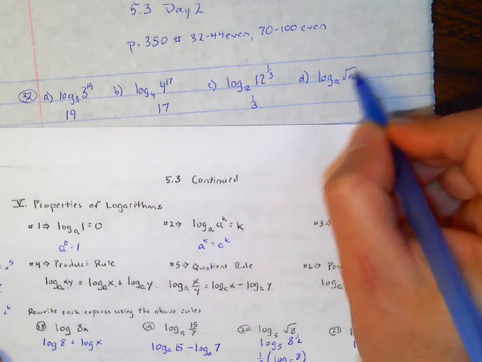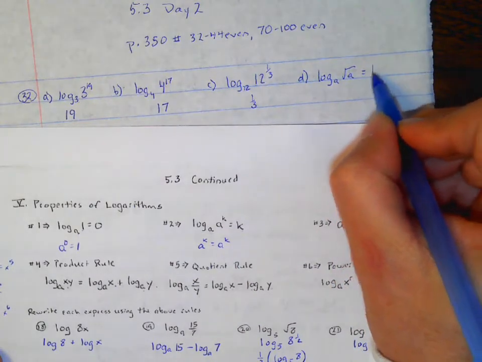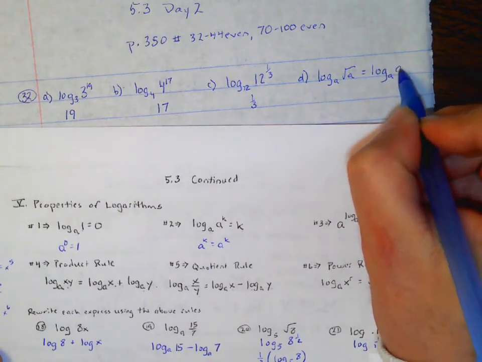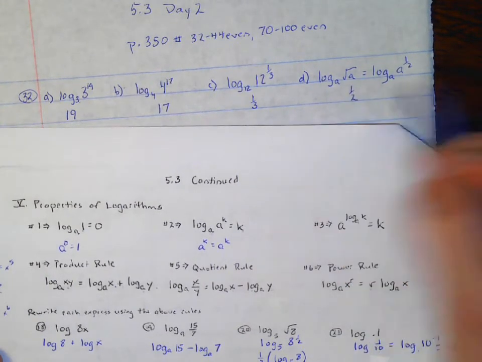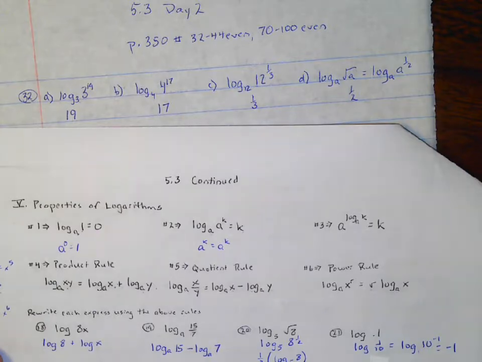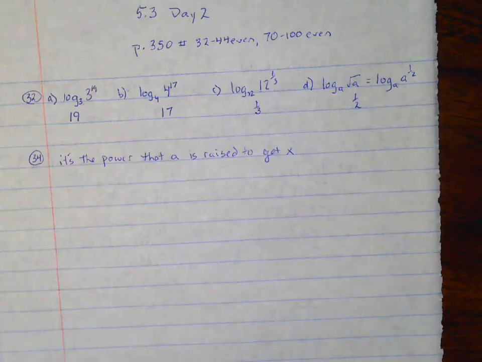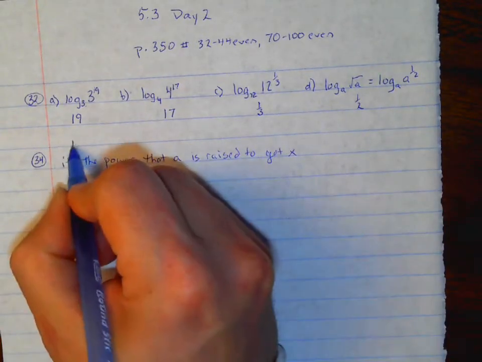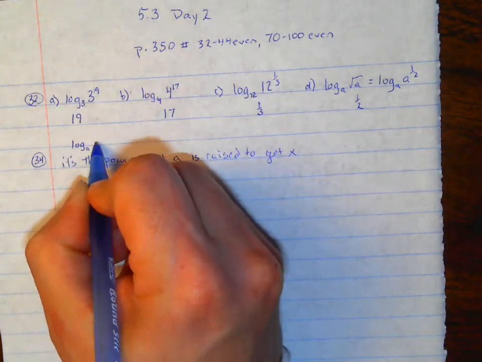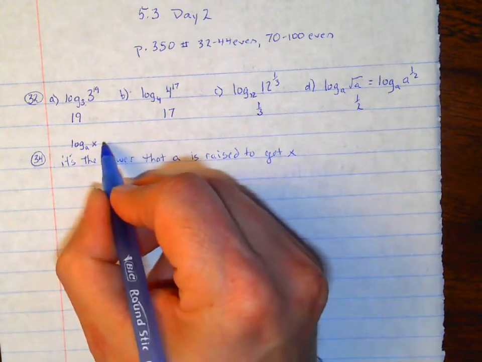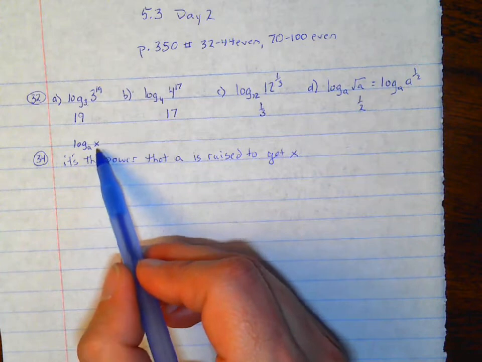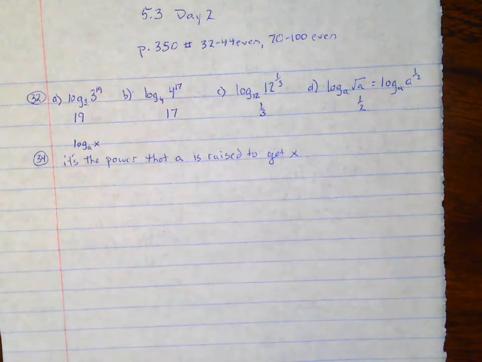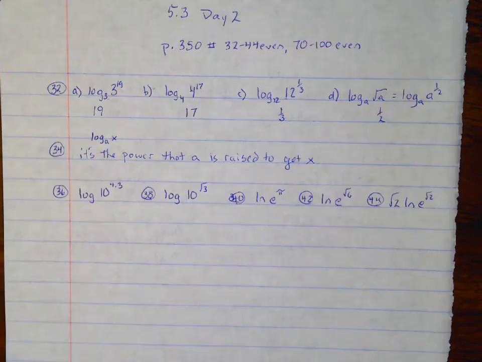Okay, and this would be the same as log base a of a to the 1/2, right? 1/2 is the square root, so you get 1/2 as your answer. 34 asks us to explain in your own words what log base a of x means. Okay, so you can think about it as: a must be raised to some power to give you x, and that's what we do to find what the log is.